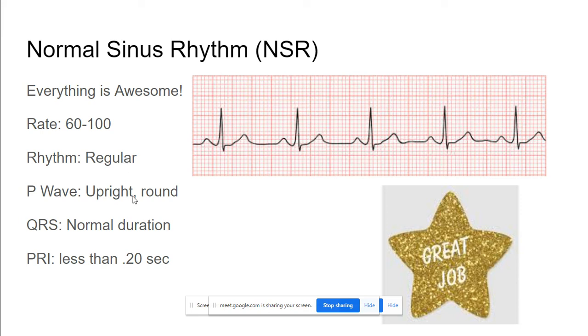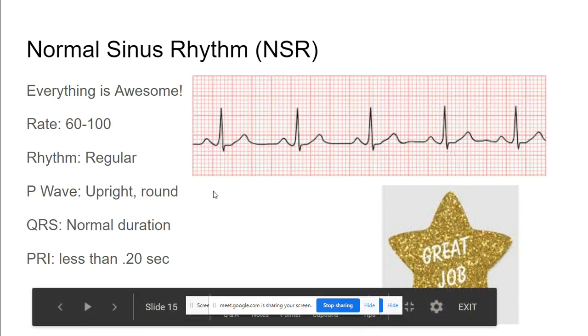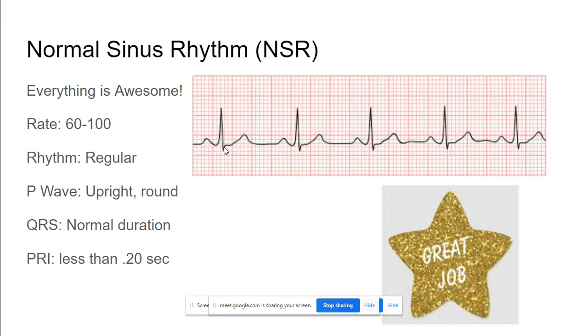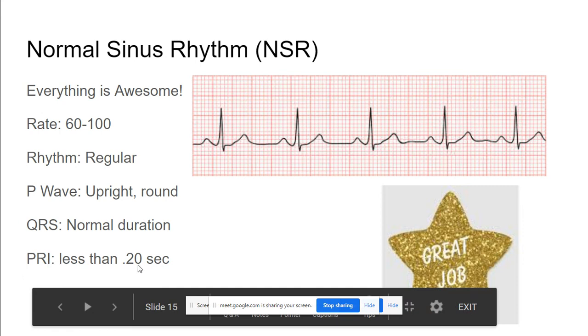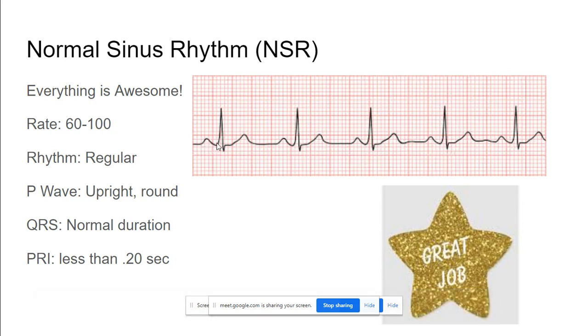The P waves are upright and they are rounded. There's a P wave and a QRS, and a P wave and a QRS for each complex. So we know the atria are talking to the ventricles. The QRS, it's not taking too long for the electrical conduction to go through the ventricles. And our PRI is less than 0.20 seconds when we measure that with calipers. So it's not taking too long for the ventricles to answer when the atria call. So that's perfect. That's exactly what we want.